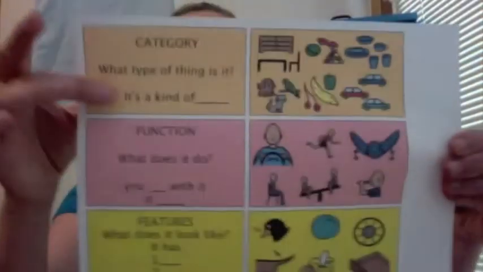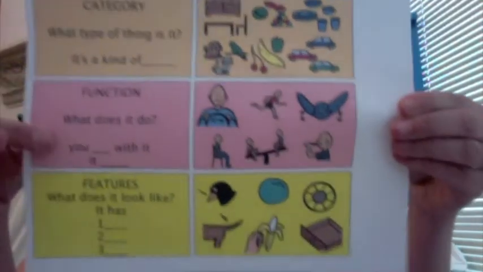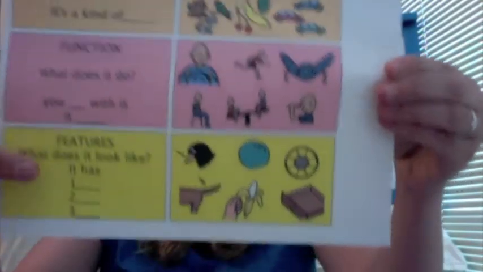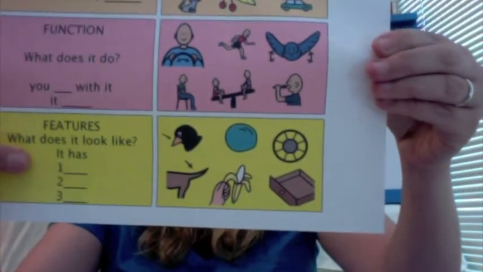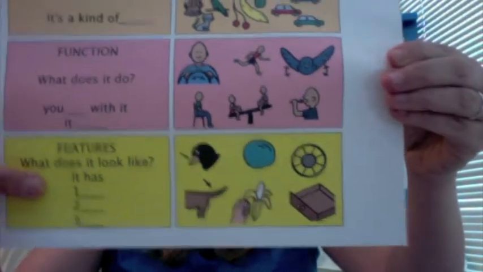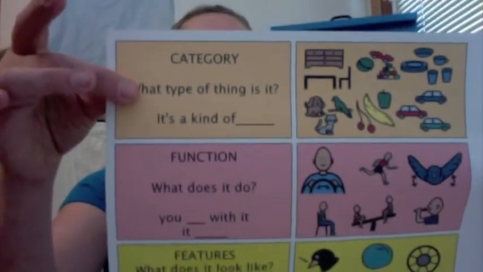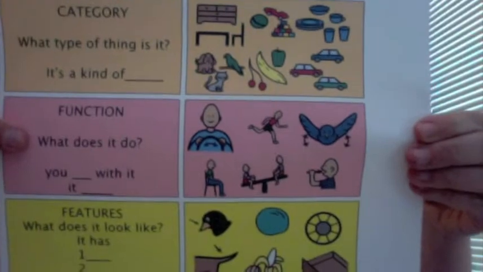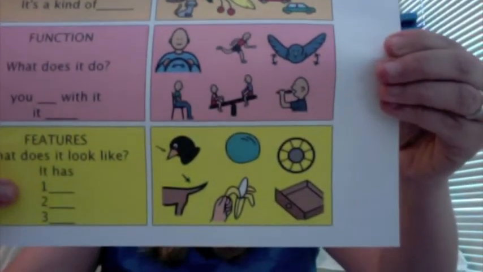A plate is a kind of dish that you put food on. It's round and flat. Tell me about a plate. It's a kind of dish that you put food on. It's round and flat. Let's talk about another category. Our next category is vehicles. You tell me some vehicles.